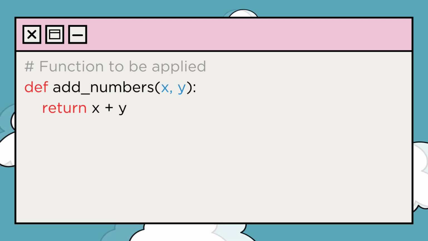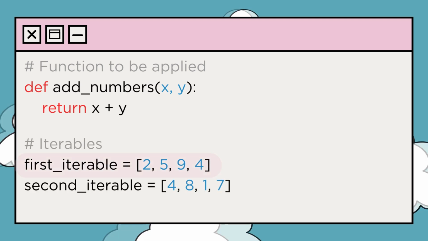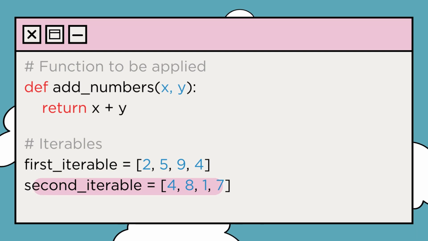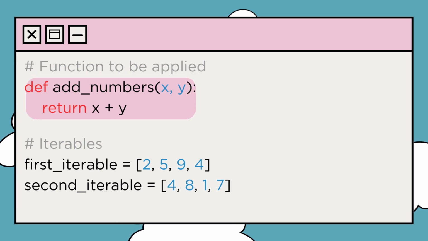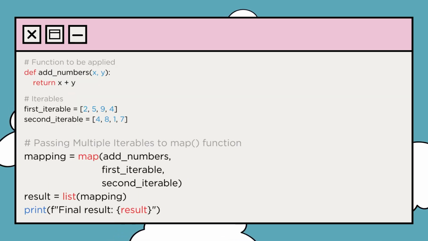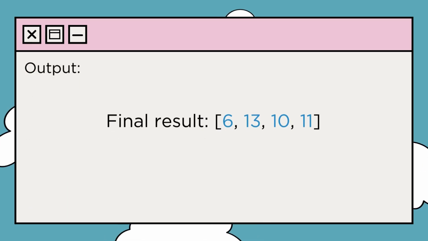Let's take an example in which we have two iterables, first_iterable and second_iterable. This time we are going to perform the sum operation on the corresponding values in both iterables. For this, we have a helper function named add_numbers. Next, you can see that we passed the add_numbers function and both iterables to the map function. The output is the sum of the corresponding values from both iterables.